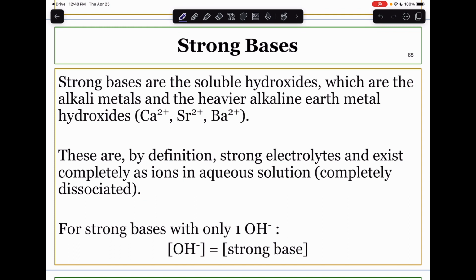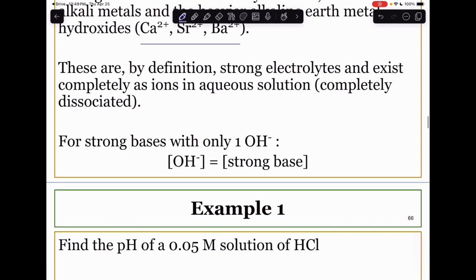We also have a few more strong bases, and that is the heavier alkaline earth metals. Alkaline earth metals are the second column. The heavier ones are calcium, strontium, and barium. These three right here. So those three elements with hydroxide are also strong bases. We just need to remember that because they have a 2+ charge, they each have 2 hydroxides. So you double the concentration of any of these particular 3 strong bases, and that'll get you the concentration of hydroxide. And we'll look at a sample problem later on that involves calcium hydroxide.